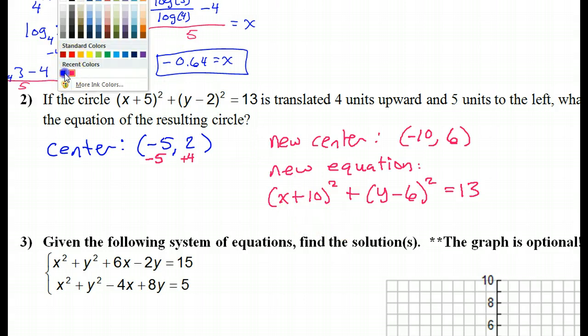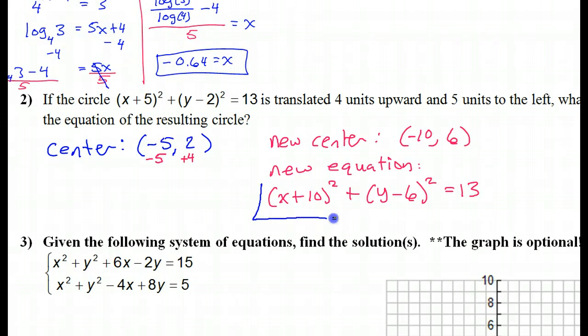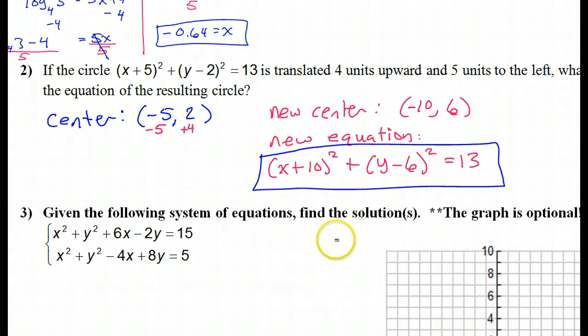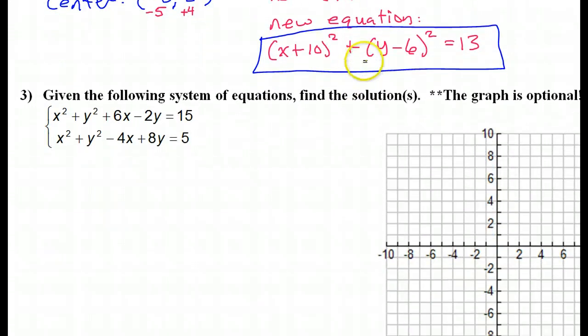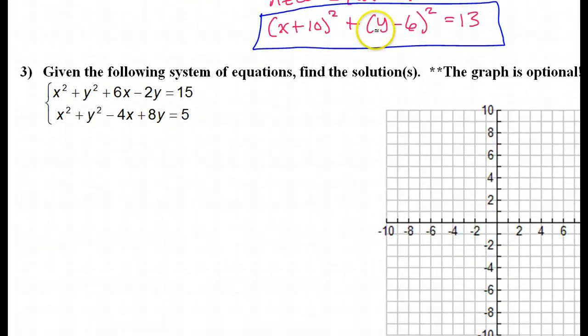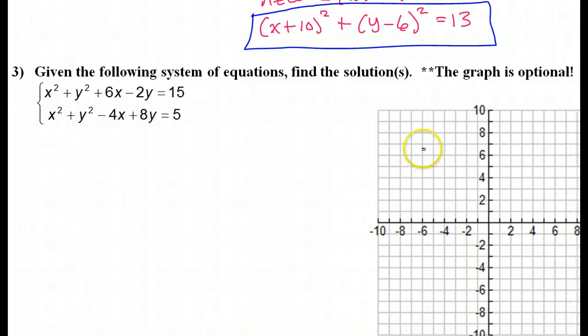You're welcome. Easy peasy lemon squeezy. All right, moving on to number 3. Given the following system of equations, find the solutions, graph optional.